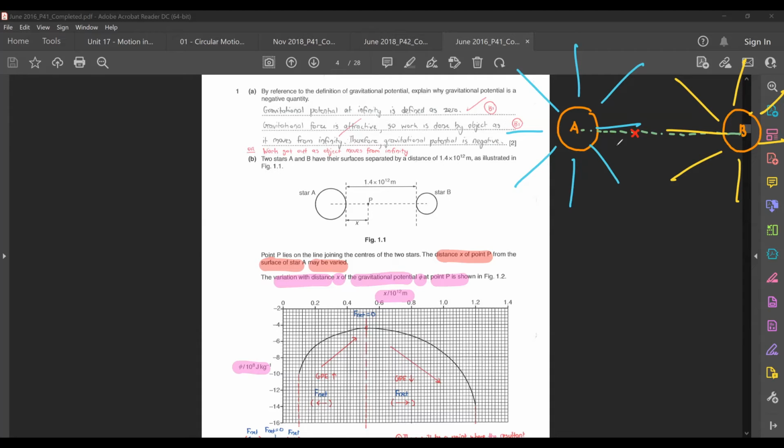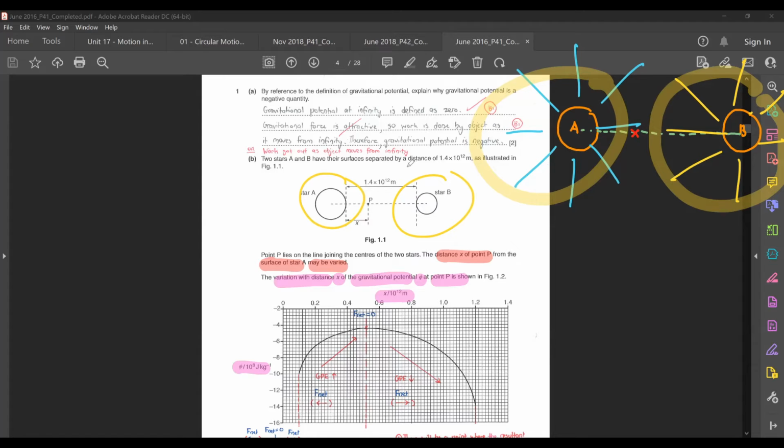Okay, but because star A and star B are situated relatively close to each other, you can say that the field for star A would overlap with the field for star B. Because they are relatively close. 10 to the power 12 meters is not a small distance by normal human standard, but relatively speaking, when you're talking about gravitational field, this is quite close. So at this distance, it is reasonable to assume that the two gravitational fields for star A and B will overlap.